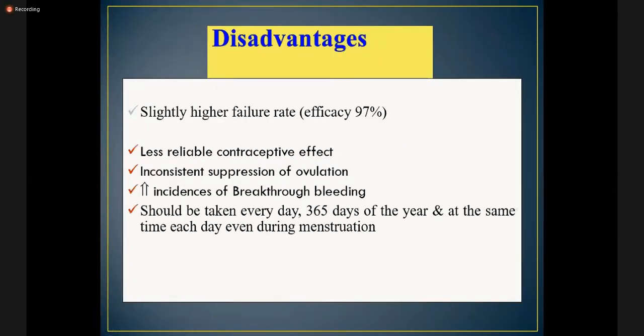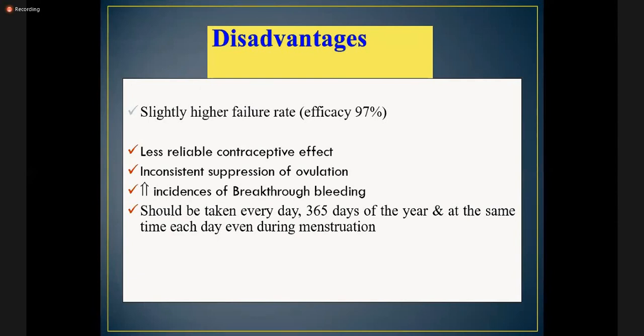Disadvantages of what? Disadvantages of the mini pill, or progestin-only pill. A few points we have already discussed. One of the points is a slightly higher failure rate, right? Because, as I told you in the beginning, we generally use the combination pill since it is supposed to be the most effective, and its failure rate is less than the progestin-only pill. It is a less reliable contraceptive effect.